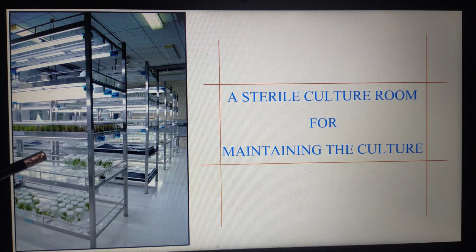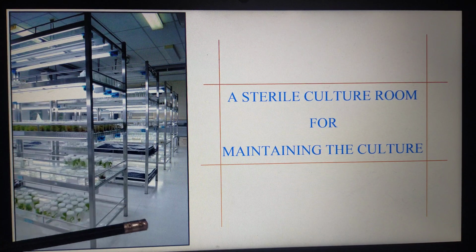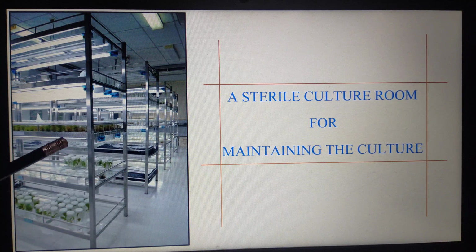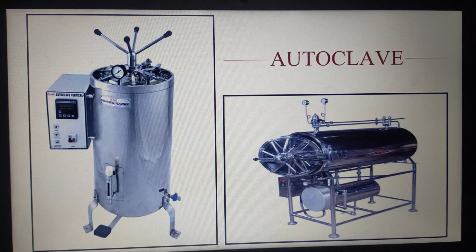And in this culture room, we can see the entire setup is a highly controlled environment. We can see the proper light facilities, air facilities, right? And look at the area. The entire room is highly clean, devoid of any sort of dust or any unwanted things, right? So this is what we call the culture room. And this is the place where the cultures are maintained, right?